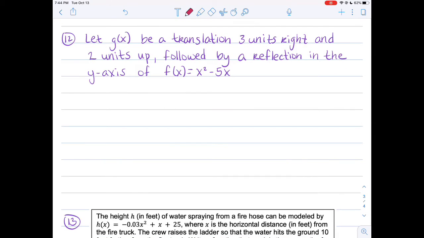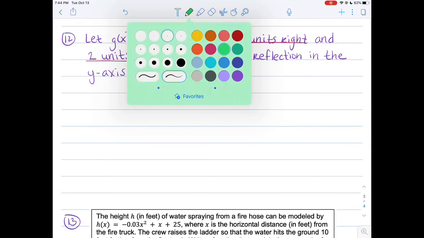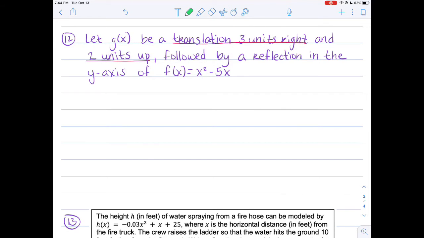All right, this next one says that g of x is going to be a translation 3 units right and 2 units up, and then followed by a reflection in the y-axis. So a reflection in the y-axis, remember, is actually going to happen inside of parentheses right there in front of x. We're also not starting with the parent function this time. We are starting with f of x is equal to x squared minus 5x. That's going to complicate things a little bit, but we can handle it.